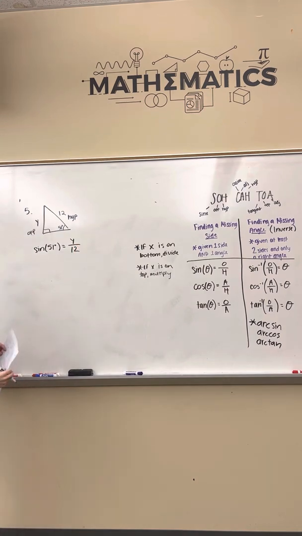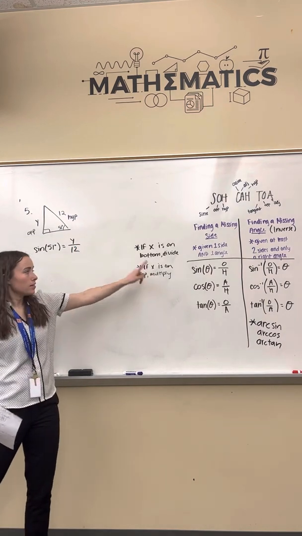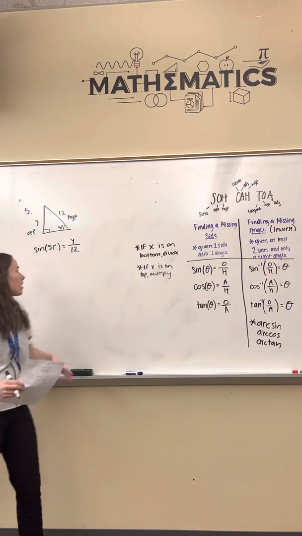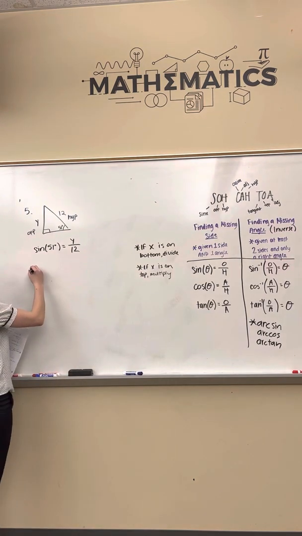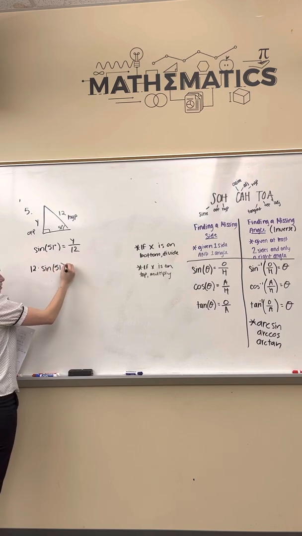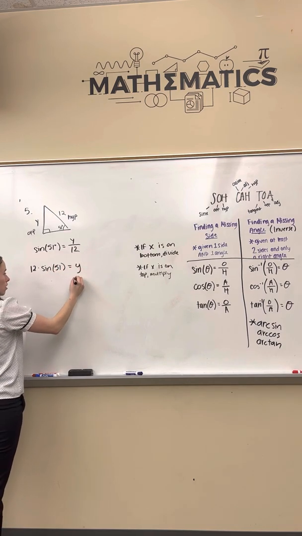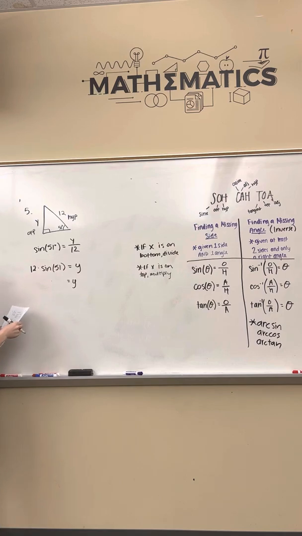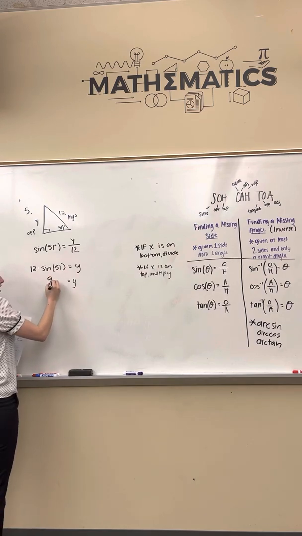So now my y is on the top, so I'm multiplying. So what that looks like is I just say 12 times sine of 51 equals y. So now y equals, when you plug this into your calculator, you should get 9.3.